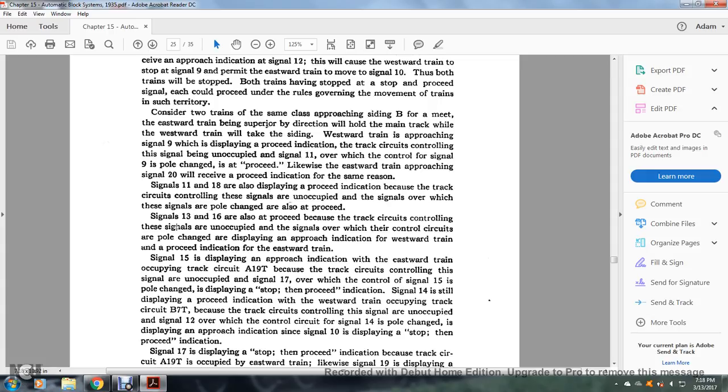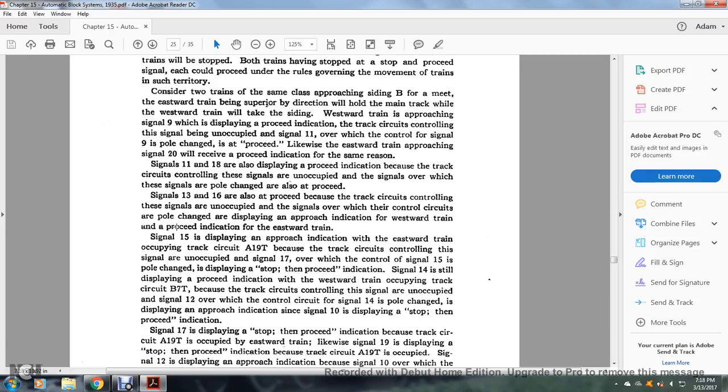Likewise, the eastward train approaching signal 20 will receive the preceding indication for the same reason. Signals 11 and 8 are also displaying a proceed indication because the track circuits controlling these signals are unoccupied, with the signals over which these signals are pole changed also proceeding. Signals 13 and 16 also proceed because the track circuits controlling these signals are unoccupied, with the signals over which the control circuits are pole changed displaying an approaching indication for the westward train and the proceed indication for the eastward train.